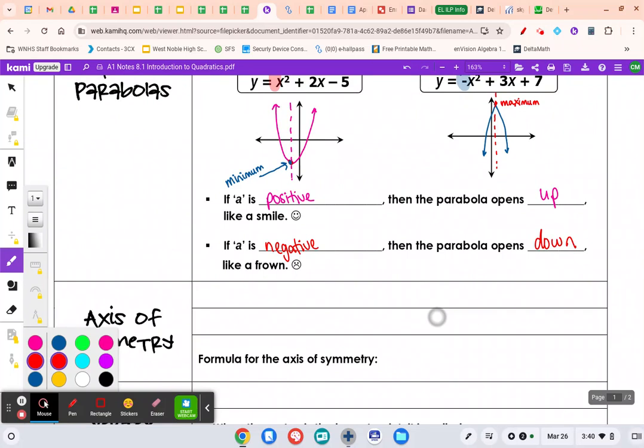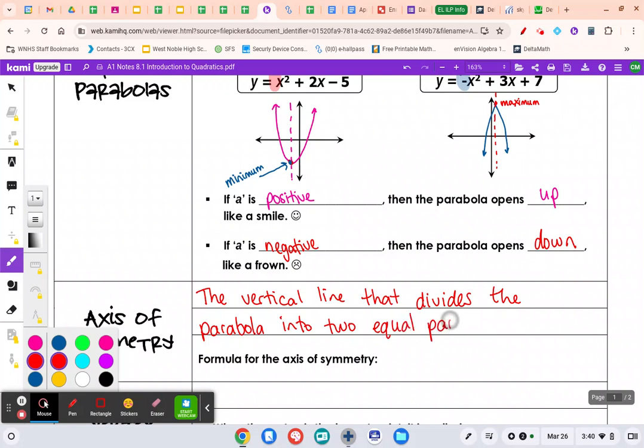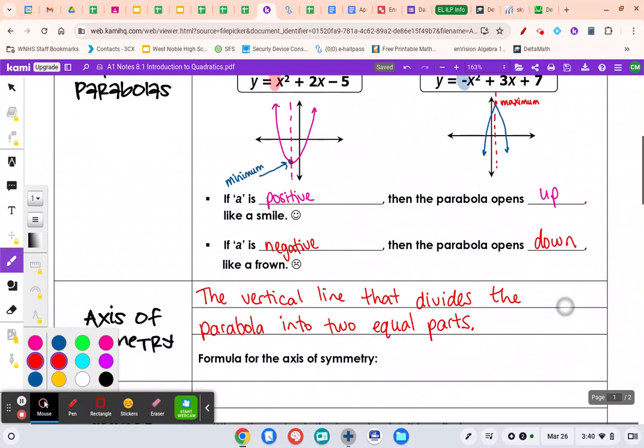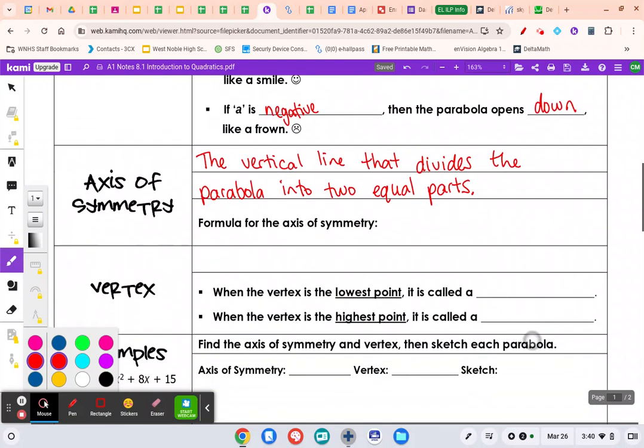Have a little definition for that. The vertical line that divides the parabola into two equal parts. Parabolas are symmetrical, okay? That's why it's called an axis of symmetry.